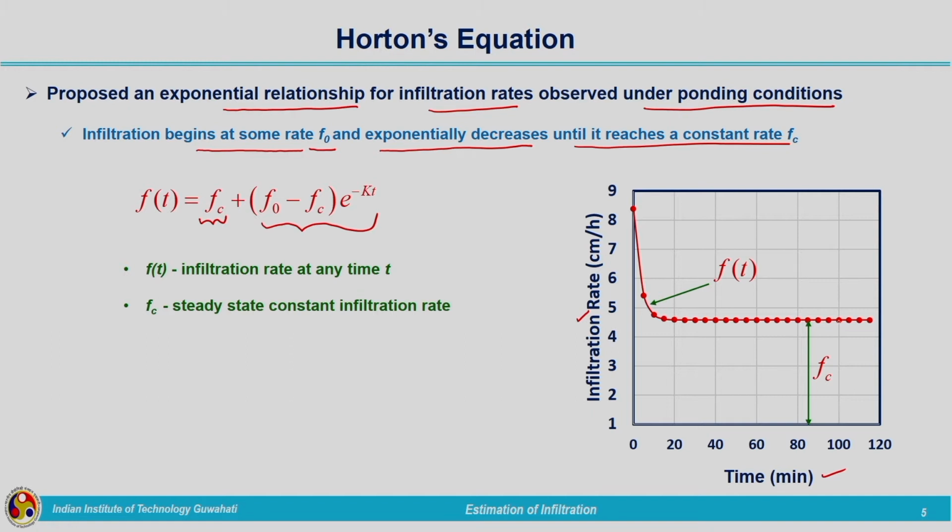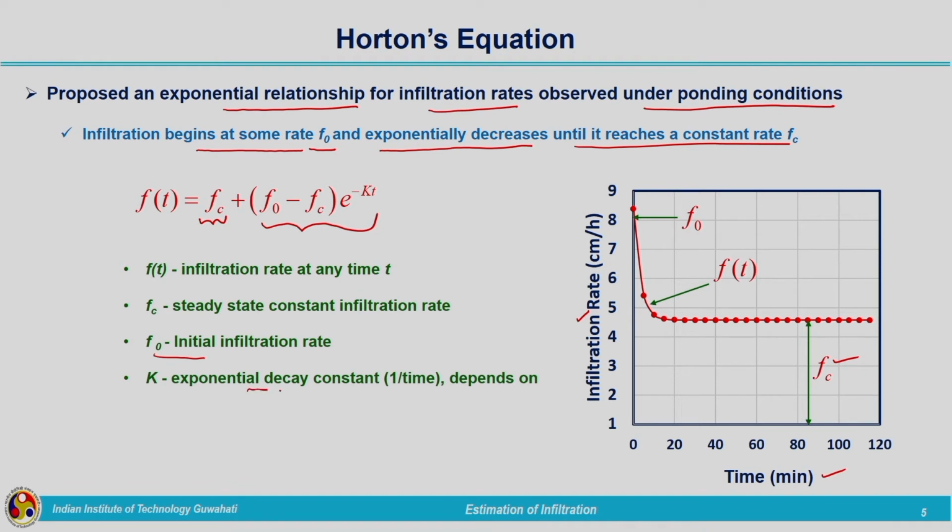f c is represented by this. So, f c is the steady state constant infiltration rate. As the time increases, finally a stage is reached, a steady state infiltration will be taking place within the soil. So, that is represented by f c. Then f naught is our initial infiltration rate, that is the initial value. Initially, whatever be the soil condition, what can be the infiltration rate, that is represented by f naught. It is not an infinite value in this case.